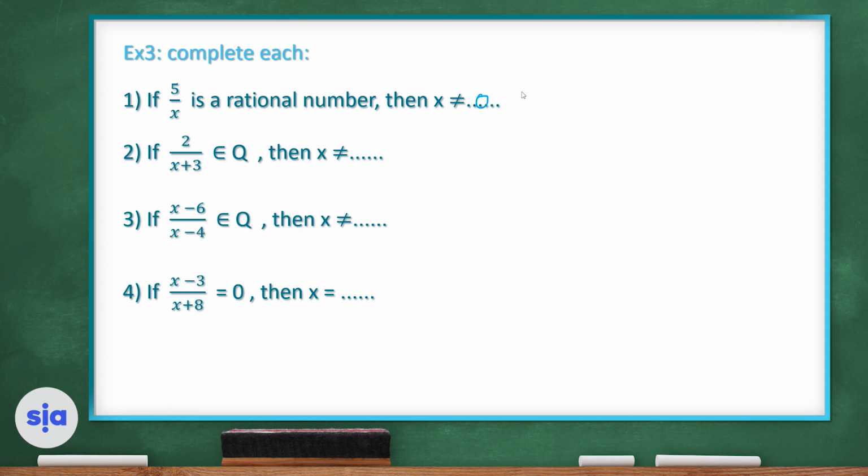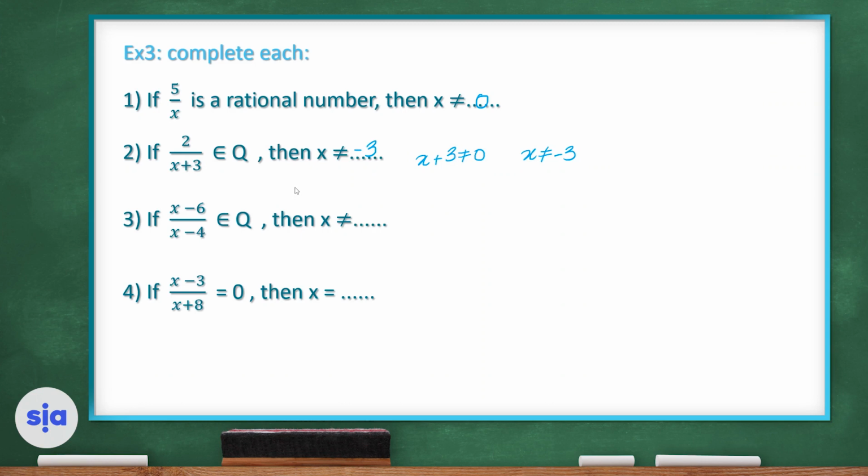Question 2, if 2 over x plus 3 belongs to Q, then x cannot be, yes, as we said, the denominator cannot be 0, so x cannot be -3. So here, x cannot be -3.